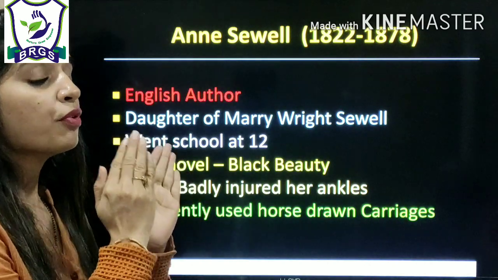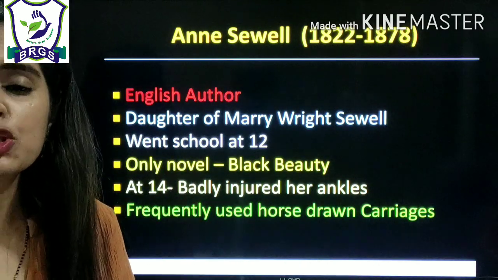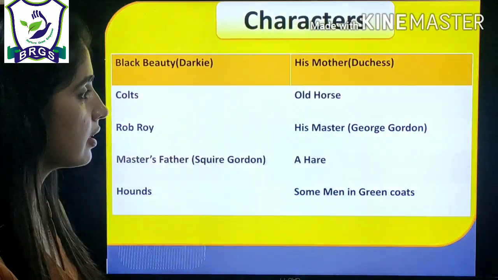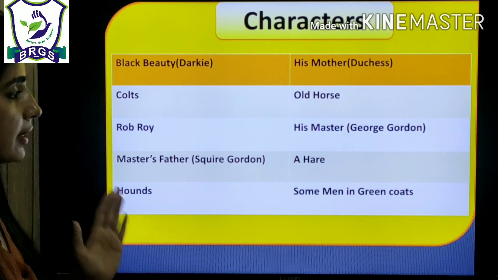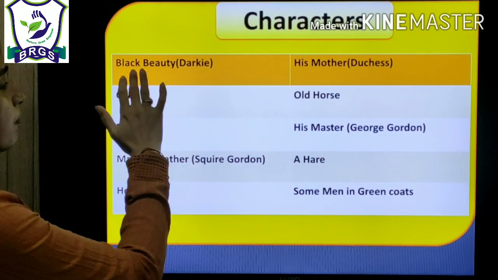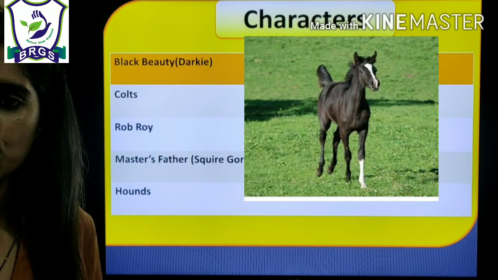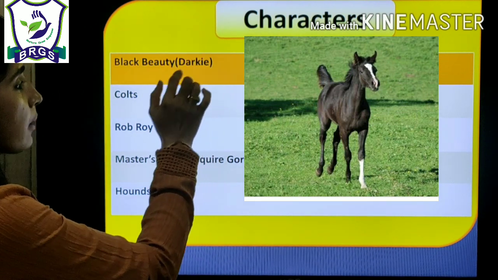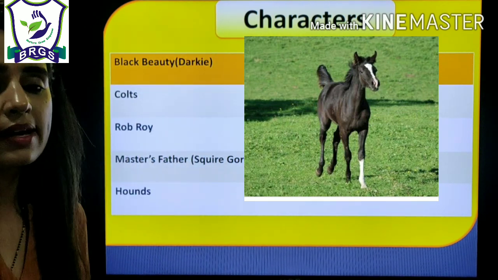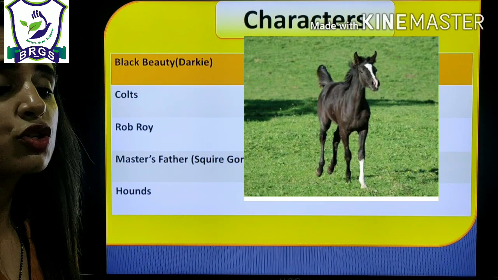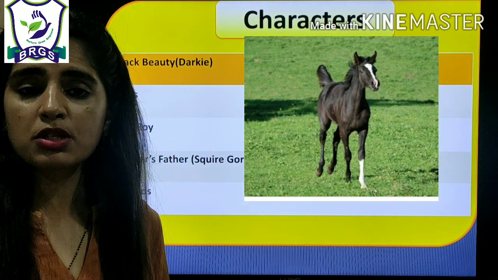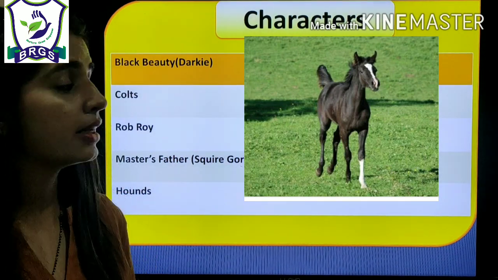Now, before going to start the story, let's talk about all the characters here. Here I have listed some characters. Black Beauty, the main character of the story. Black Beauty is a horse. The name of the horse is Darky. Although the name is not mentioned in your chapter basically.